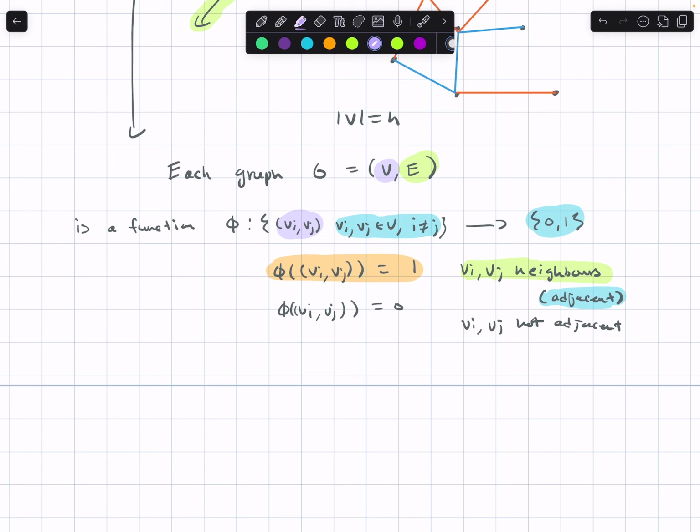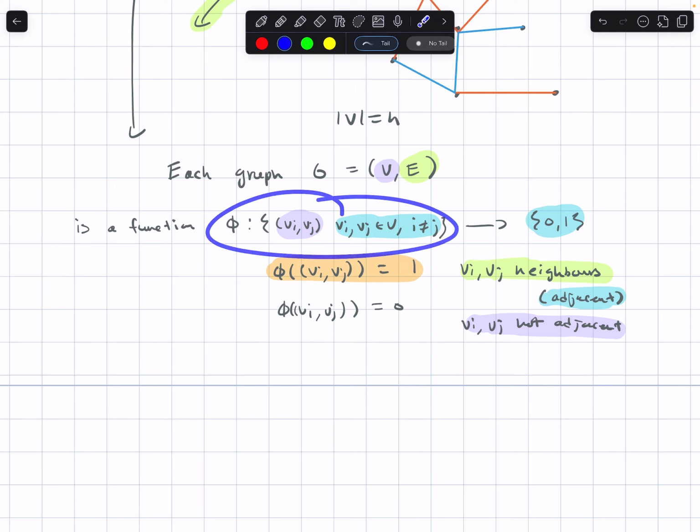So basically what we're saying is that every function that assigns either 0 or 1 to every pair of distinct vertices is going to define a graph, right? If you look at the pairs that it mapped to 1, you connect them and make an edge, and the ones mapped to 0, you will not connect. And every distinct function is going to give you a distinct graph, right?